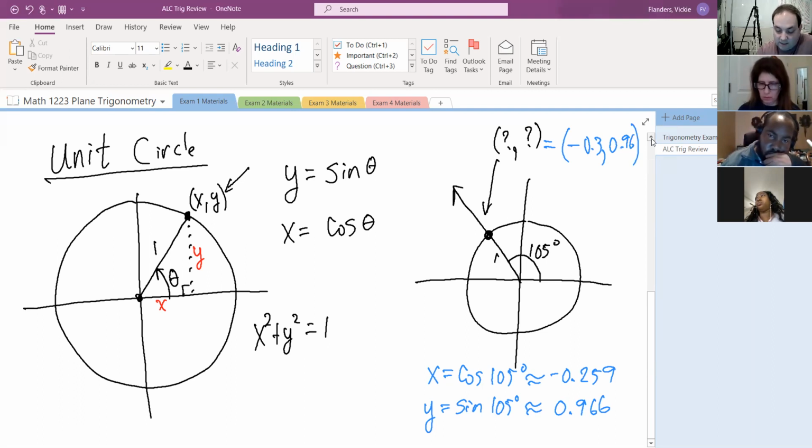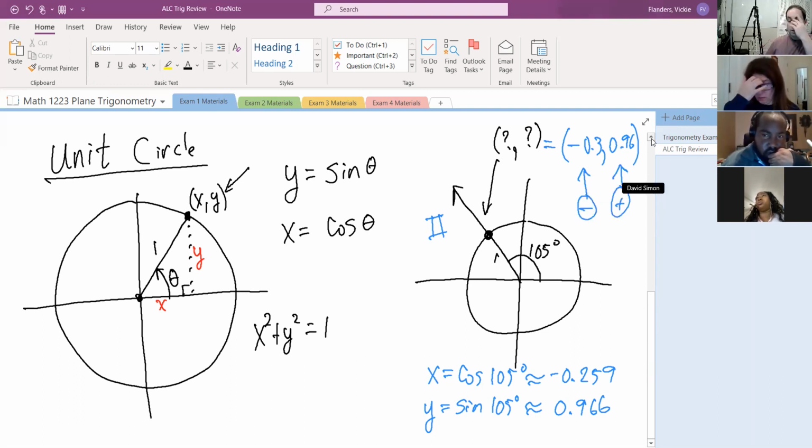Notice how that makes sense for being in quadrant 2, right? Quadrant 2 should have a negative x value and a positive y value. Okay, so that's the connection of how the trigonometry is going to work, not only with a physical location, but also with the way the quadrants rotate.